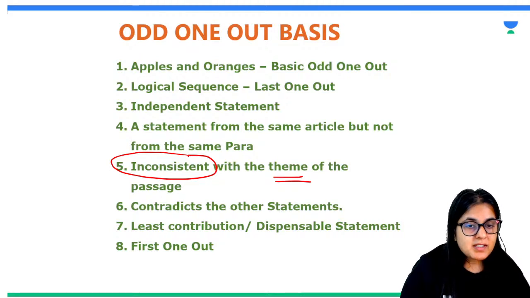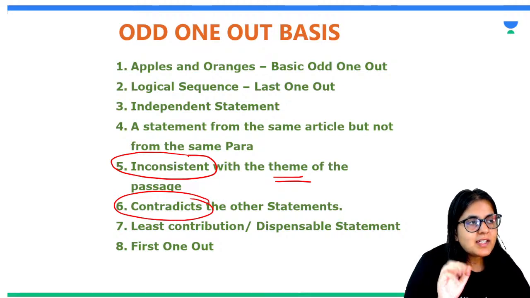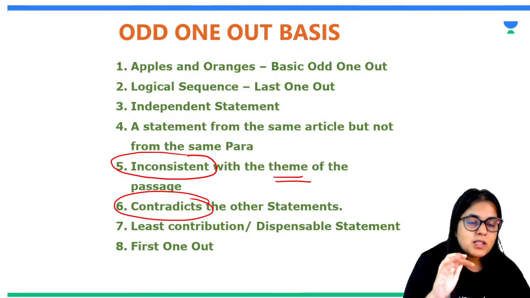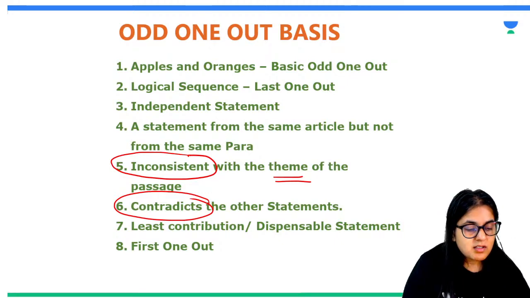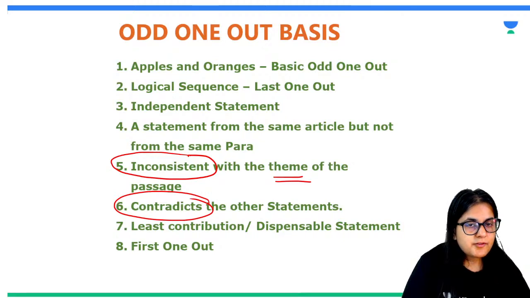So you will find here this is inconsistent with the theme of the passage, or there is some language inconsistency. It could also be that it contradicts the other statements, like the truth serum one that we did. 2 statements talk about truth serum, gives you examples of truth serum. One statement बोल रहा है कि there is nothing called as truth serum. So that is contradicting the other statements. Did you understand? So it might contradict the other statements.